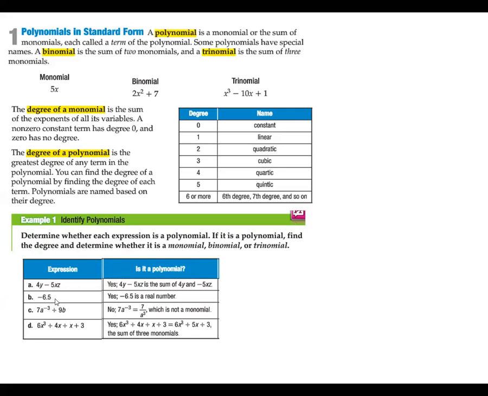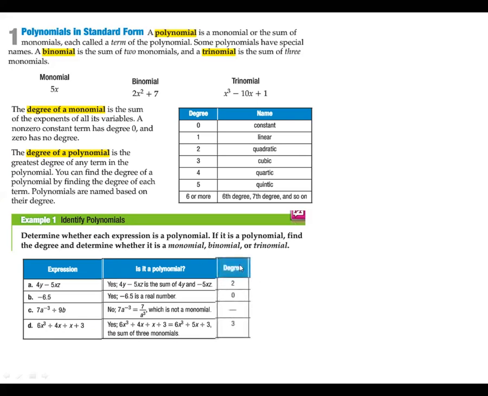Negative 6.5, yes, is a monomial. 7a to the negative third plus 3b. Even though there's two terms here, you're not allowed to have negative exponents because that would mean division by a variable, which you're not allowed to have. Okay, 6x cubed plus 4x plus x plus 3 is a polynomial. However, the 4x and the x can be combined to make 5x.